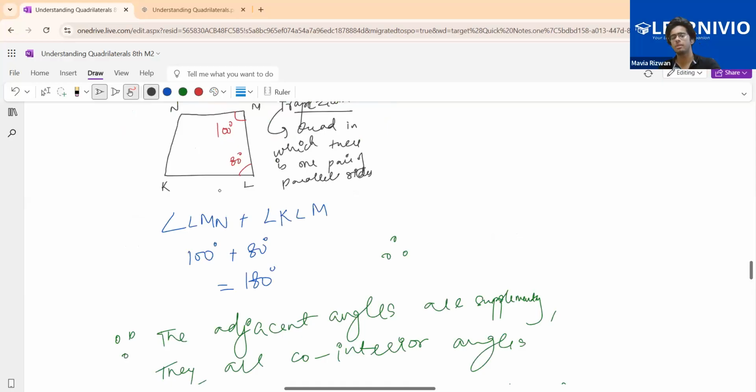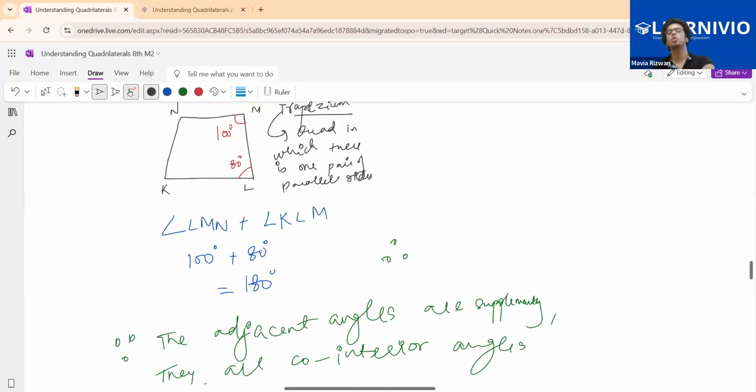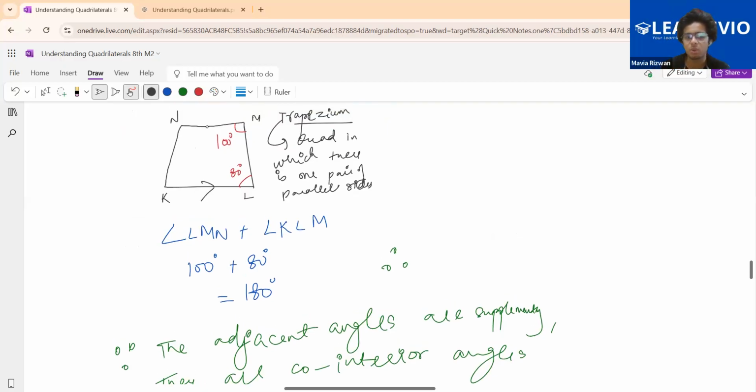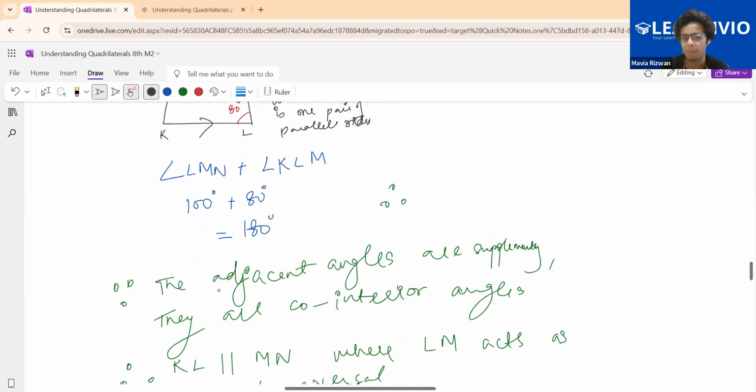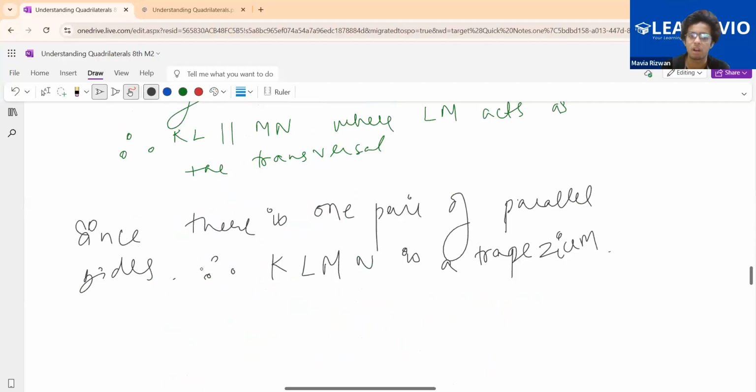Because 100 plus 80 is becoming 180, so we can write that they are co-interior angles. And co-interior angles, where are they? They are only in parallel lines. So by this, KL is parallel to MN, and LM acts as a transversal. Since one pair of parallel sides is there, therefore KLMN is a trapezium.